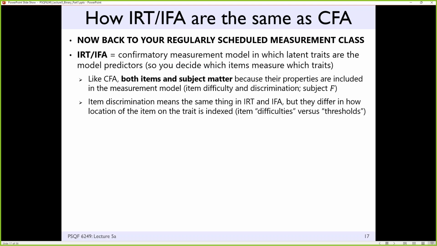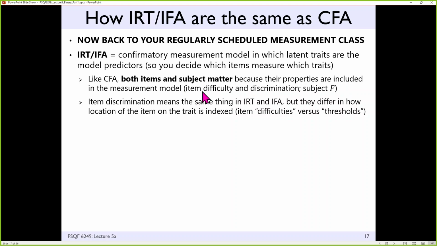That means we decide how many traits, which items go with them. Do we need any other sources of multidimensionality like error covariances or method factors or stuff like that? We decide. You don't have to be right, but you gotta have a clue to get started. Like CFA, both items and subjects matter because their properties are going to be included.